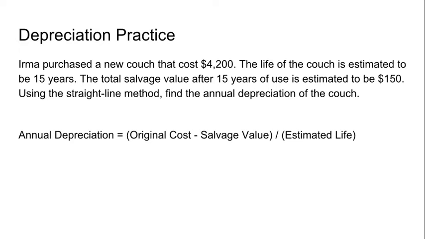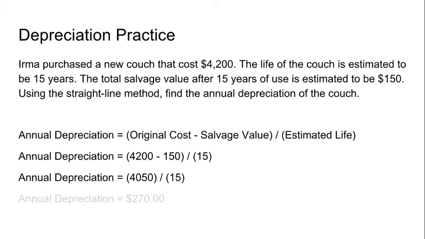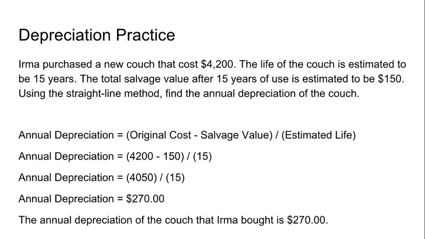Alright, so now that you've had a chance to do it, let's go ahead and plug in the values that we know, do our subtraction, then our division. So we get that the annual depreciation of the couch that Irma bought is $270. So let's see if you can do another one.